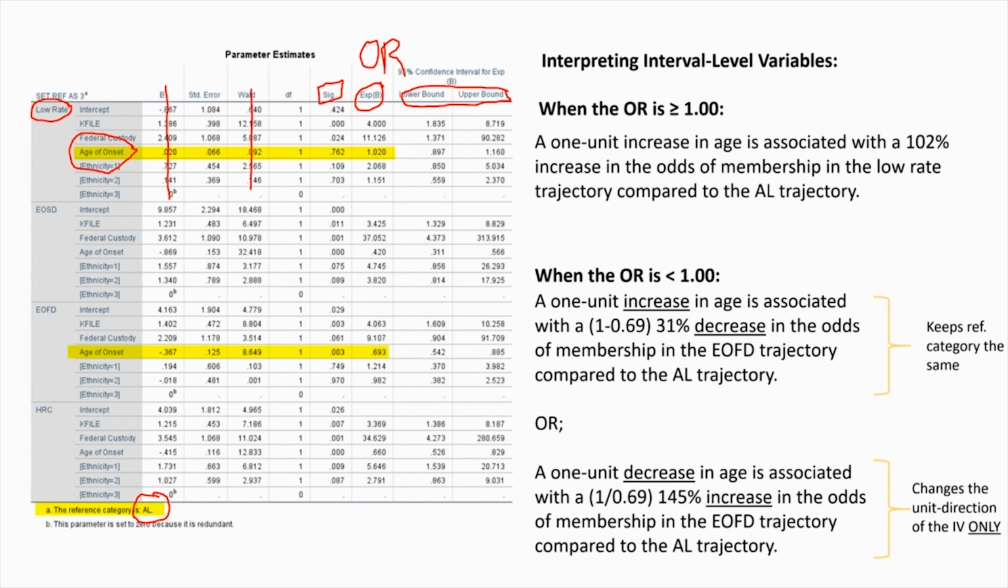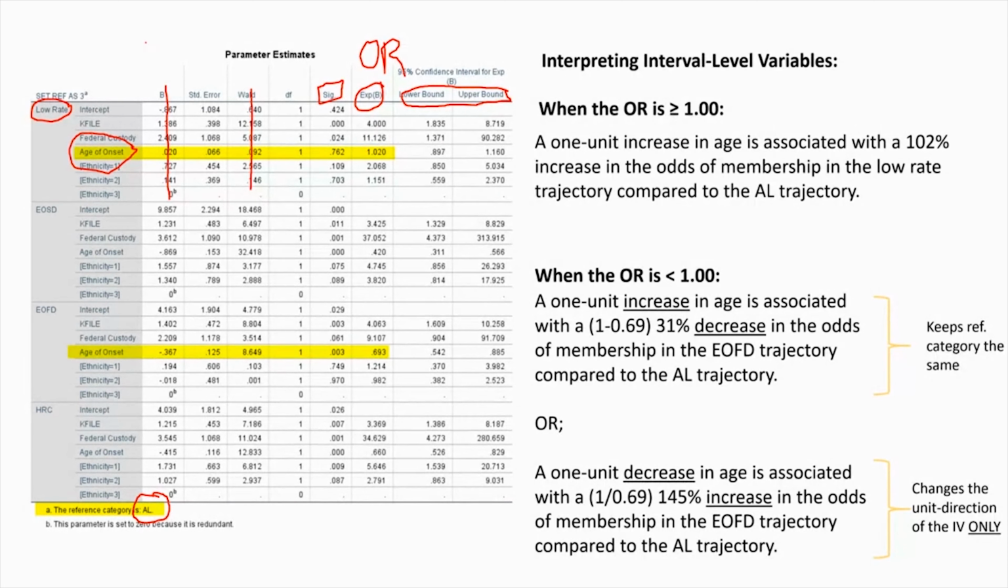For example, if we look at federal custody, individuals who have been in federal custody are 11 times more likely to be in the low rate trajectory compared to the AL trajectory. Yet the confidence interval ranges from 1 to 90. So we're not very confident that 11 is definitely the value. We know that it's significant, but we don't know that the odds is definitely 11. So we just want to be a little bit cautious there. It's still okay to interpret, it's still okay to report the odds ratio, but we want to be cautious about how much weight we assign to that definite value.